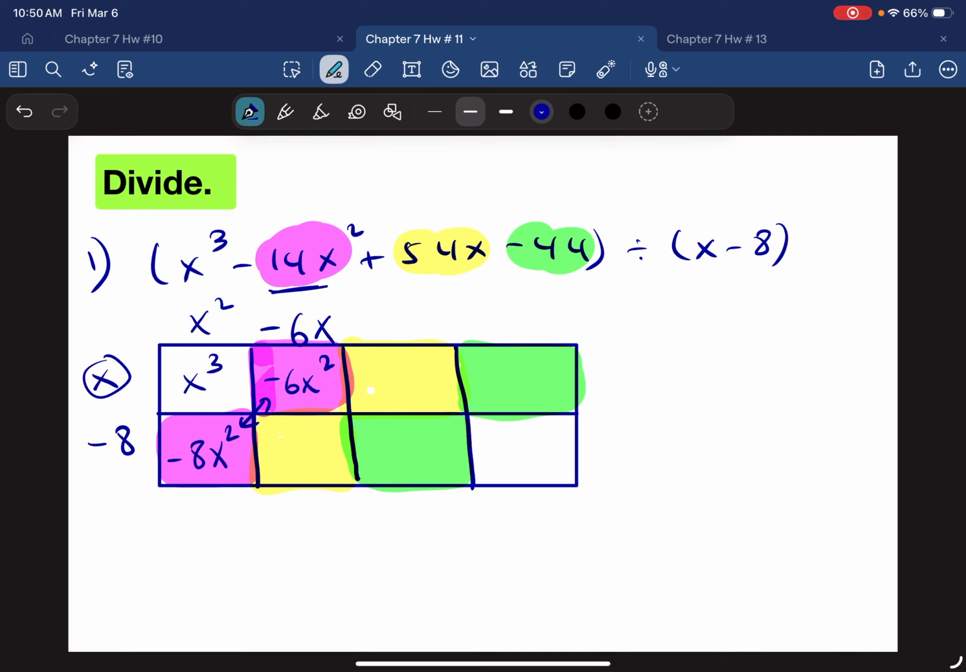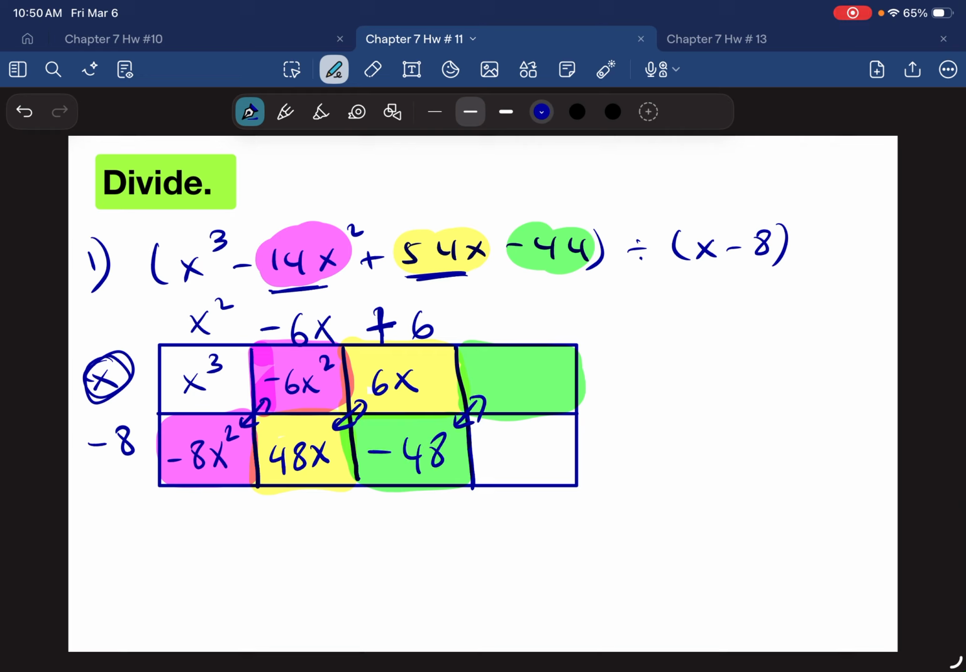And then you get negative 6x times negative 8. That's going to give you 48x, okay? And these two rectangles add up to give you 54x. So you already have 48x, so that means you need 6x here to make it 54x. And then the pattern repeats itself again. So x times what is going to give me 6x? That has to be positive 6, right? Because 6 times x is 6x. And then 6 times negative 8, that's negative 48.